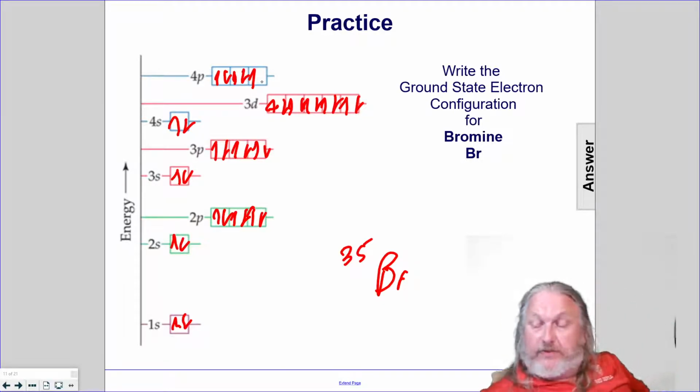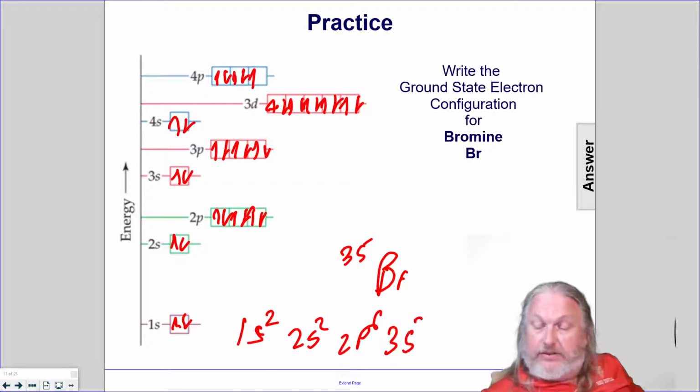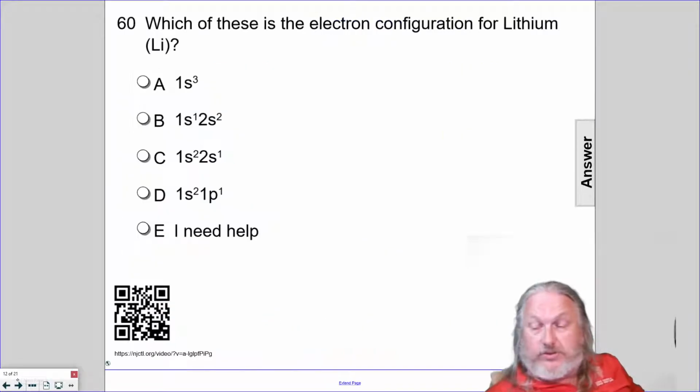So let's write our configuration out. 1s2, 2s2, 2p6. I'm just moving up the line. 3s2, 3p6, 4s2, 3d10. Boy, I wish there was a shorthand way of doing this. This can take a long time. That might be a little foreshadowing.